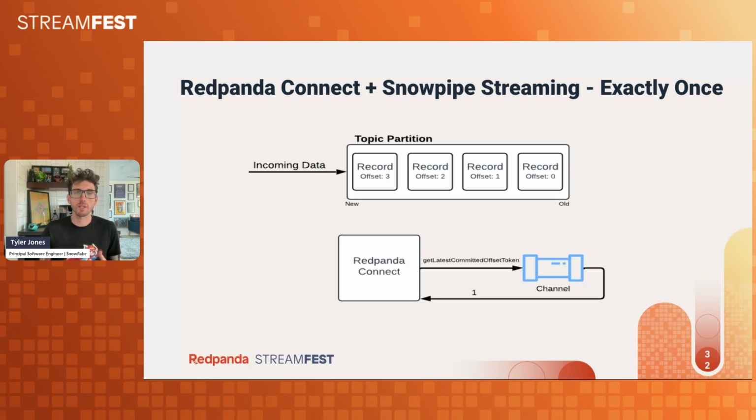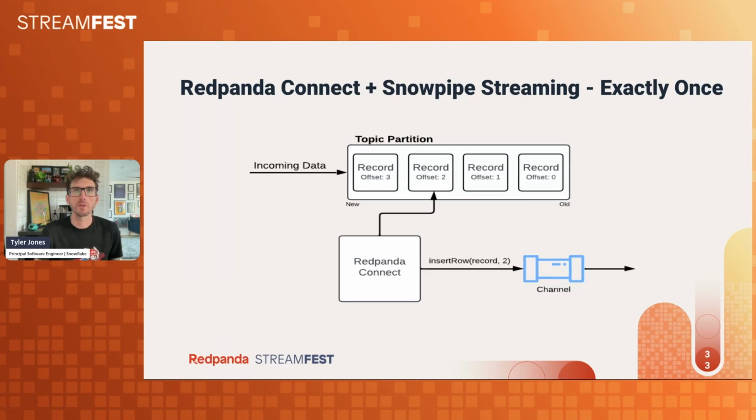And we guarantee as part of this protocol that no in-flight data at this point will be committed. So when 1 gets returned, Redpanda Connect can safely reason about, okay, this is where I need to reposition myself to send data again. So it will then reset itself to 1 plus 1, for an offset of 2, and start sending data from there on out to Snowflake, and that's exactly how exactly-once ingest is achieved.